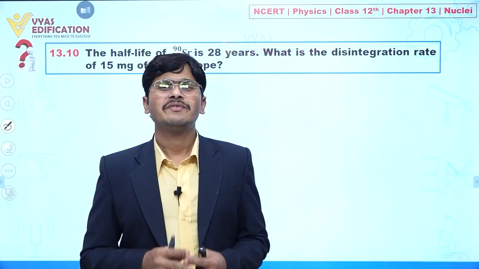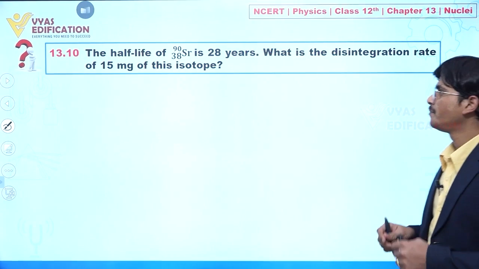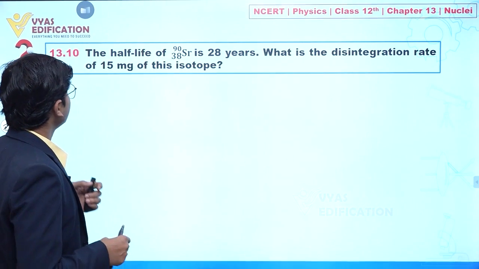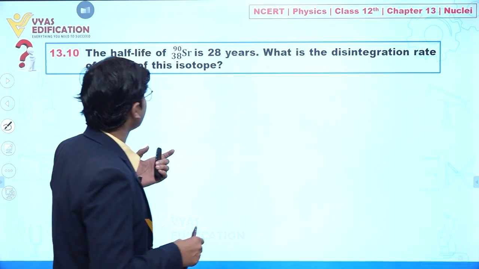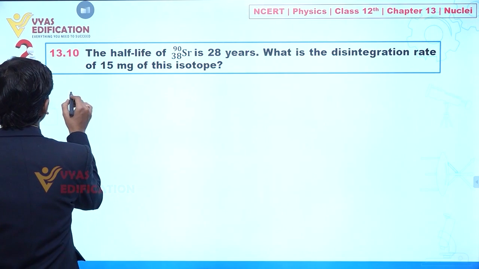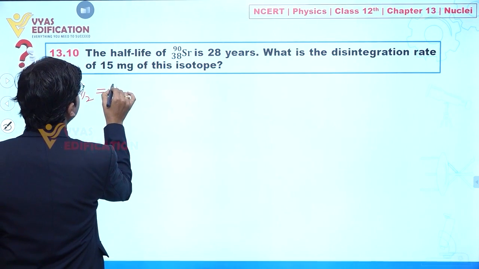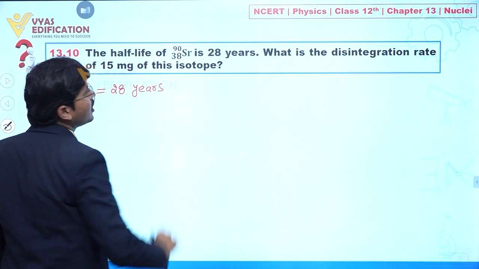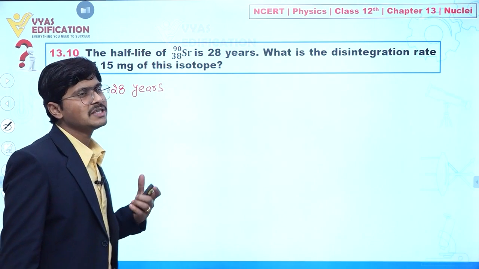Now dear student, we are going to discuss question number 13.10. In this question it is given that the half-life of strontium 90 is 28 years. So I can write it like this: T half is equal to 28 years. What is the disintegration rate of 15 milligram of this isotope?